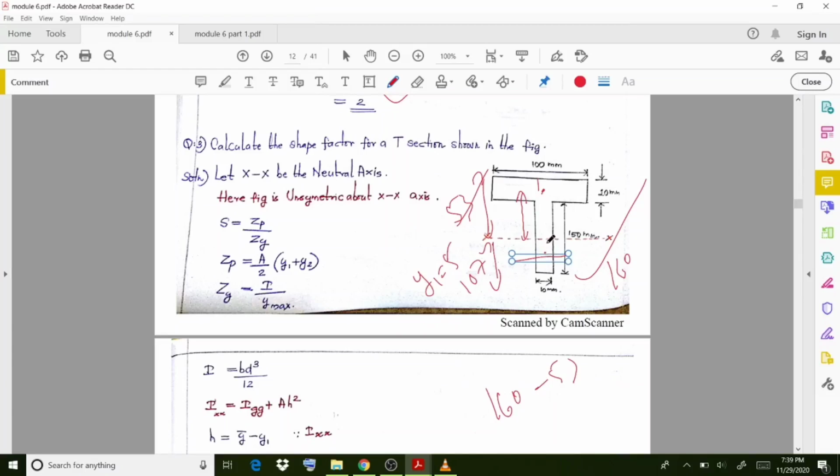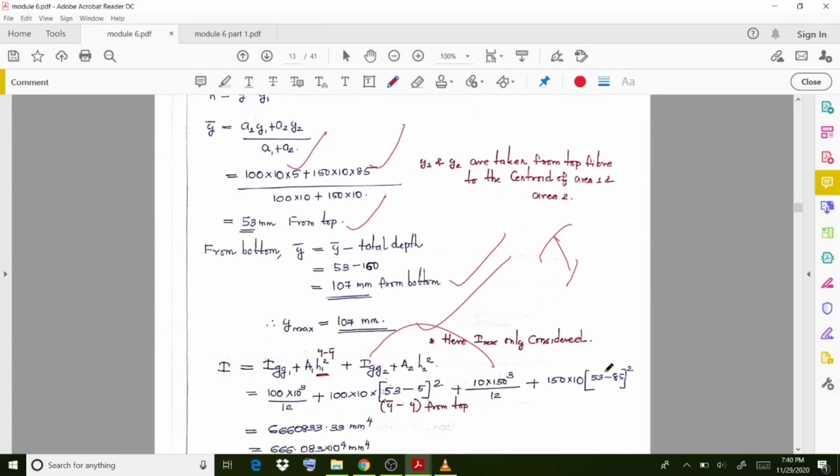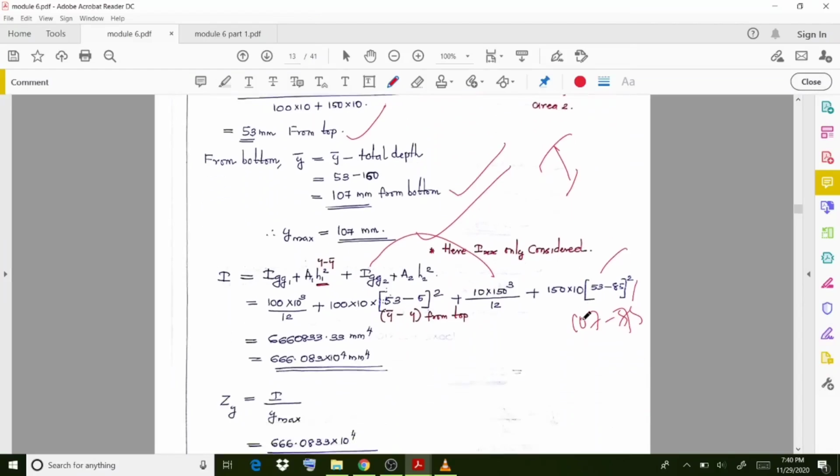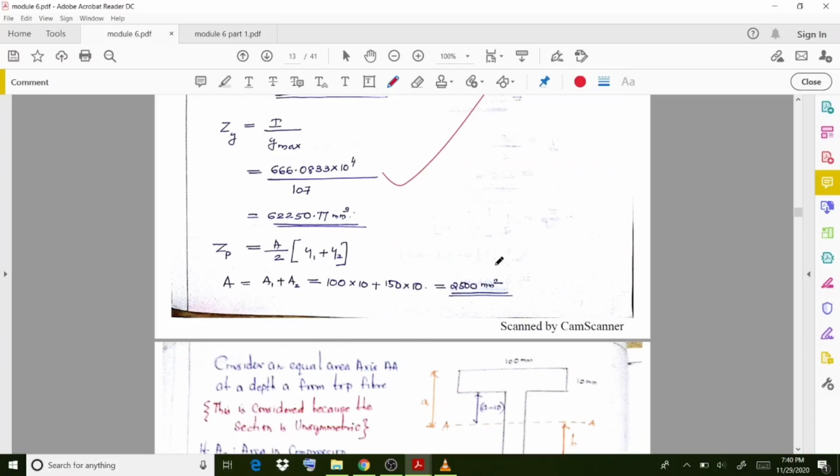So the distance between this one will be your H2. That is 107 minus 75, you will get a magnitude of 32. So you can directly substitute here. It is taken from the top portion, or you can take it from the bottom, 107 minus 75. So you will get the moment of inertia value in this way, and if you substitute Zy, the calculation is over. Then coming to the next one, Zp equals A by 2 multiplied by y1 plus y2.